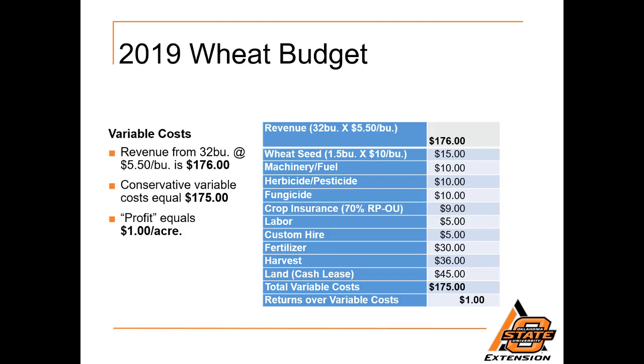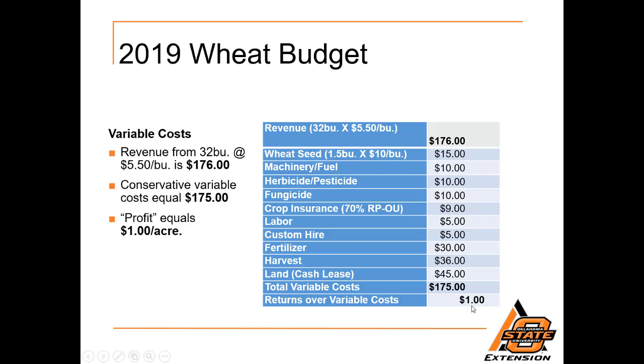And again, I throw in some examples here like wheat seed, machinery and fuel, herbicide and pesticide costs, fungicides. And then we have our crop insurance coming up there in that list. We have labor costs, custom hire, fertilizer, harvest, and then our cash lease cost if that's our situation. I use cash lease because it's simple, but if we're sharecropping or we have owned land, we have a different land cost there. But that gives us, in my example, a total variable cost of $175 per acre. So our returns over our variable cost, not including fixed cost, is $1.